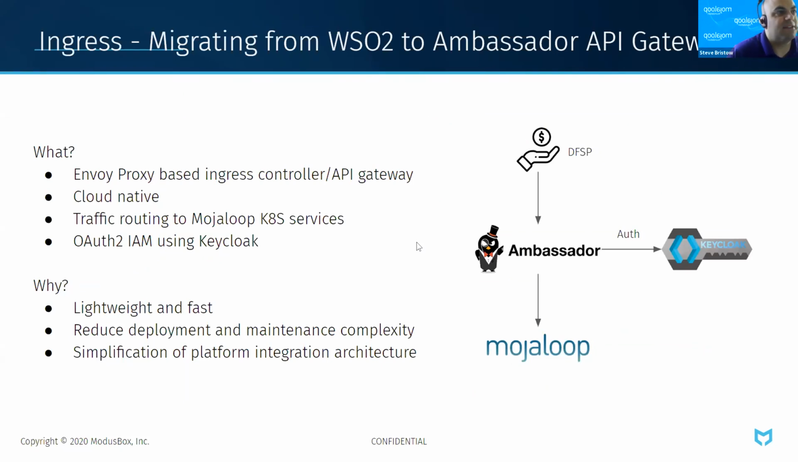Behind that global load balancer, we then move to the ingress, which removes WSO2 and replaces it with Ambassador API. Why? Well, it's faster, it's more lightweight, it's far more programmatically configured, which means we can deploy it more quickly and with less complexity, and it integrates into Kubernetes in a much more transparent fashion. It adds OAuth using KeyCloak, as you can see, to identify the correct level of access permissions for a call. It's cloud-native technology.